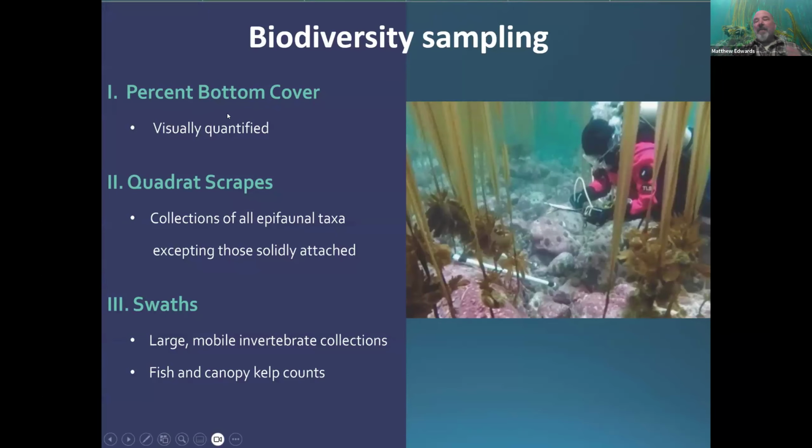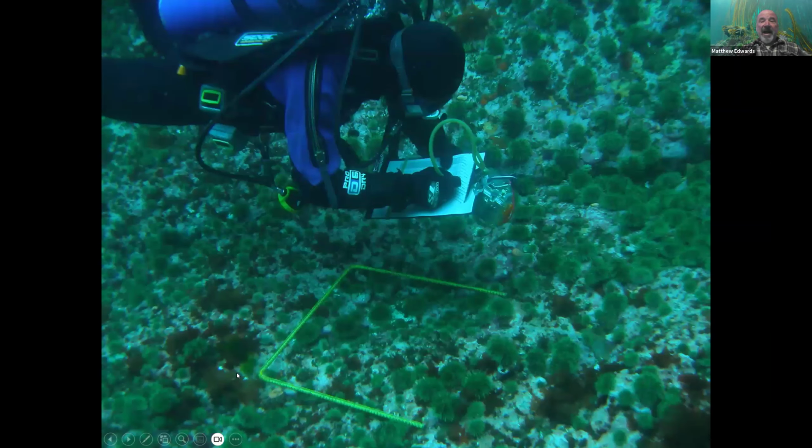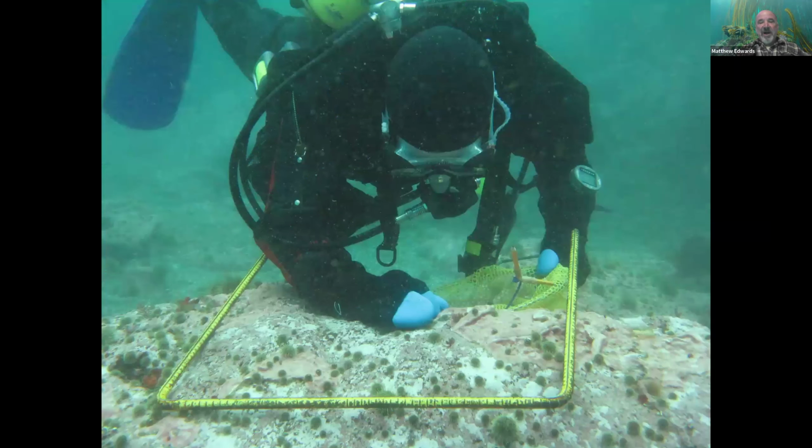We looked at the percent bottom cover of different organisms. We did quadrat scrapes, where we collected everything within these quadrats, brought them back to the ship, and weighed them. We got all the epifaunal taxa, the things that lived on top of the rocks, except those things that were very solidly attached. Some of these things were hard to get off. Then we did visual swaths where we counted large mobile invertebrates, and we estimated fish and the kelp canopy counts. This is just a picture of working up there, doing sea otter counts and sea urchin counts within quadrats. We would place quadrats down in haphazardly placed areas, collect everything that was in the quadrat, and bring it back to the ship.